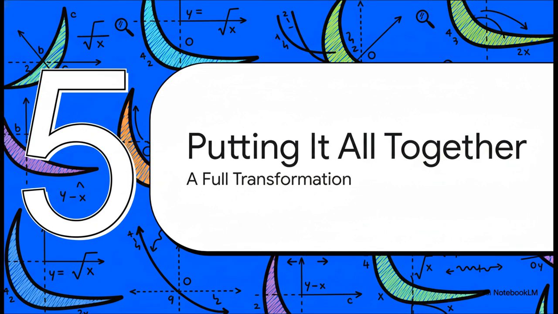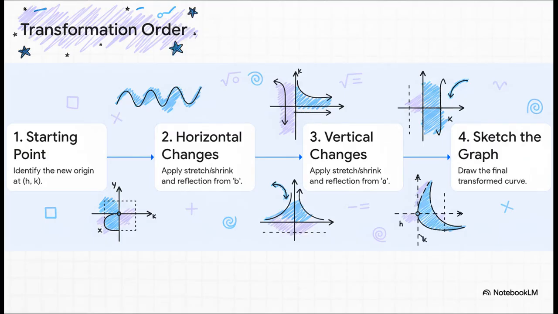All right, deep breath. We've met our entire cast of characters, A, B, H, and K. Now it's time for the main event. Let's put them all together and walk through a full transformation, from the parent function all the way to the final graph. Now, to keep things from getting chaotic, it really helps to follow a specific order. My advice? First, find your new starting point, just grab (h, k). Then, deal with any horizontal changes from B. After that, apply the vertical changes from A. Once you know where you're starting and which way the graph is oriented, you're ready to sketch the final curve.